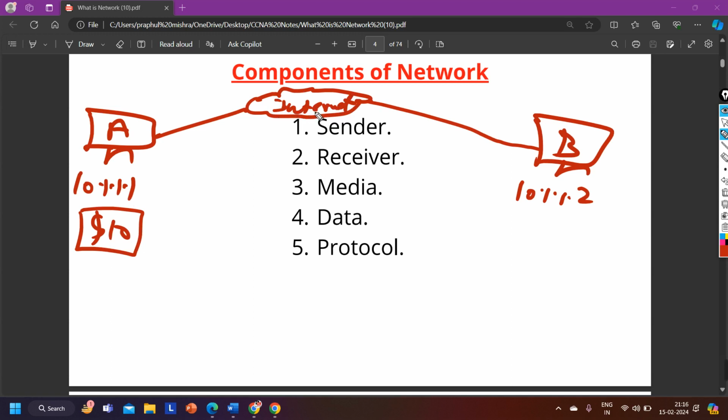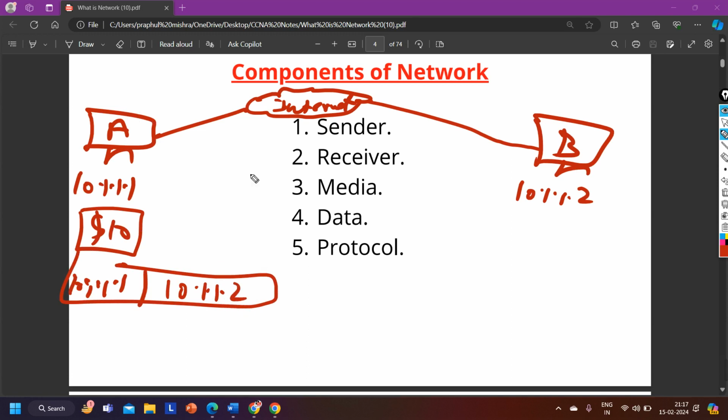There are lots of attackers, bad people, hackers also. So they can read your data. They can modify your data. Let's say a person is sending $10, and the source IP address over here is 10.1.1.1. The destination IP address is 10.1.1.2. What if an attacker on the link changes the destination IP address from 10.1.1.2 to 20.1.1.2? Now tell me, who will receive the $10? Another person.